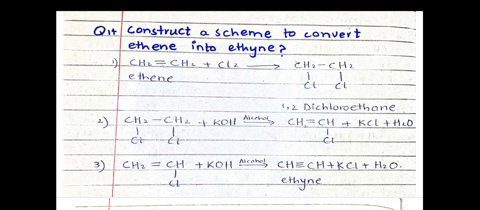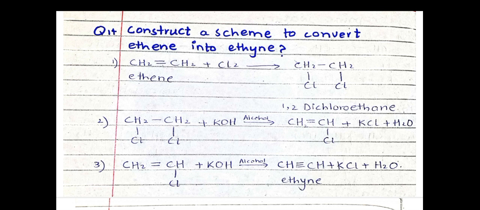Now question number 14, construct a scheme to convert ethene into ethine. In order to construct a scheme of conversion, we have at least three reactions. First of all, we convert ethene into 1,2-dichloroethane, and then we have the preparation of alkyne. When we convert ethene into 1,2-dichloroethane, we must have the reaction of ethene with chlorine, and that 1,2-dichloroethane reacts with alcoholic KOH, and we are getting intermediate product chloroethene.